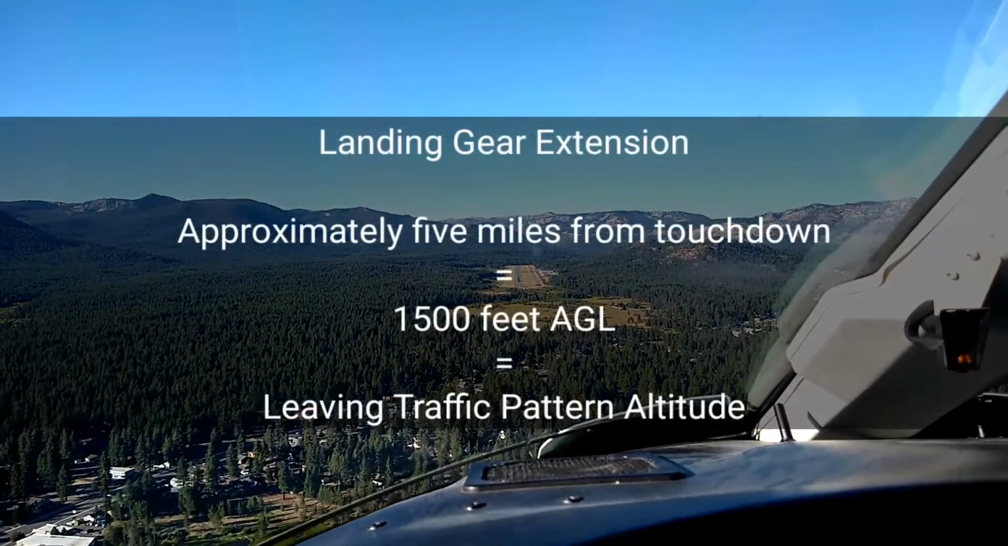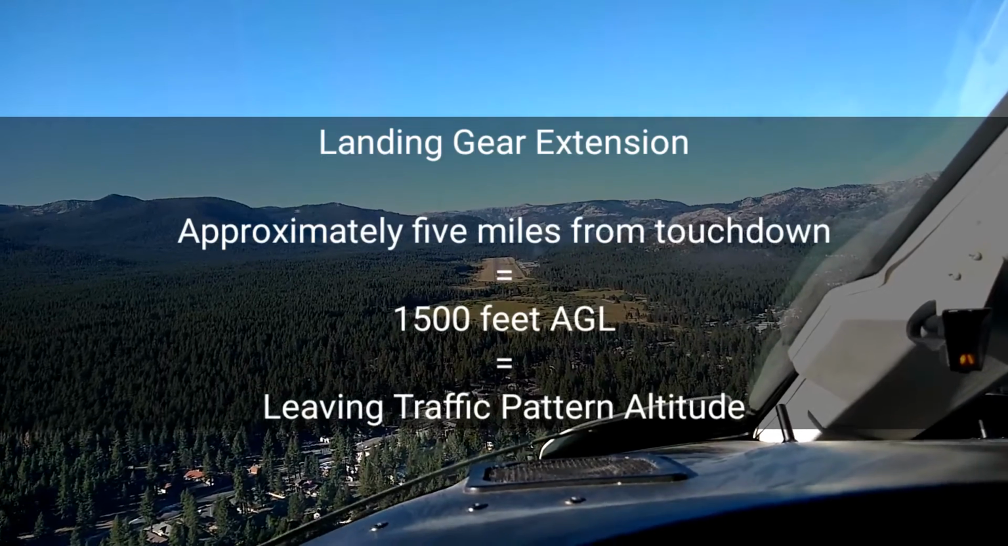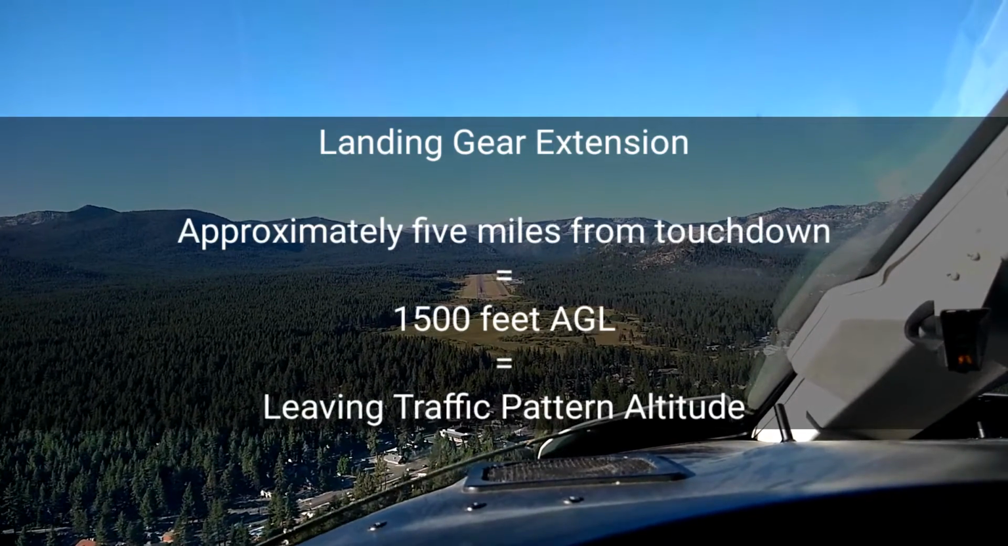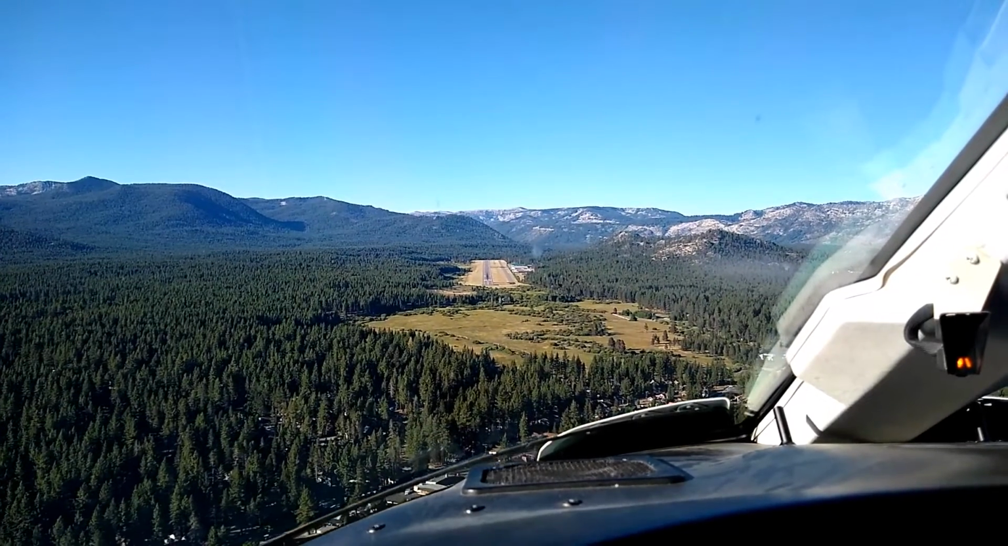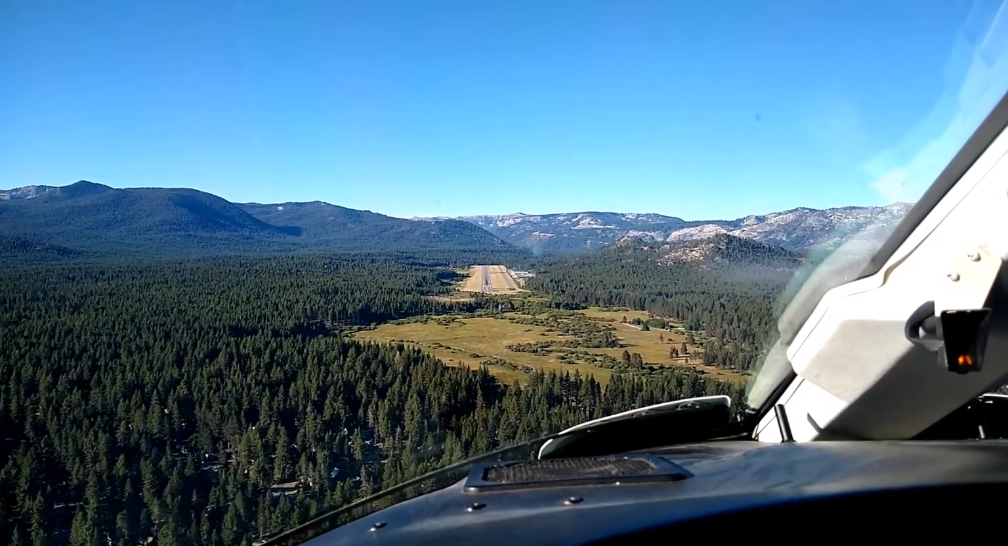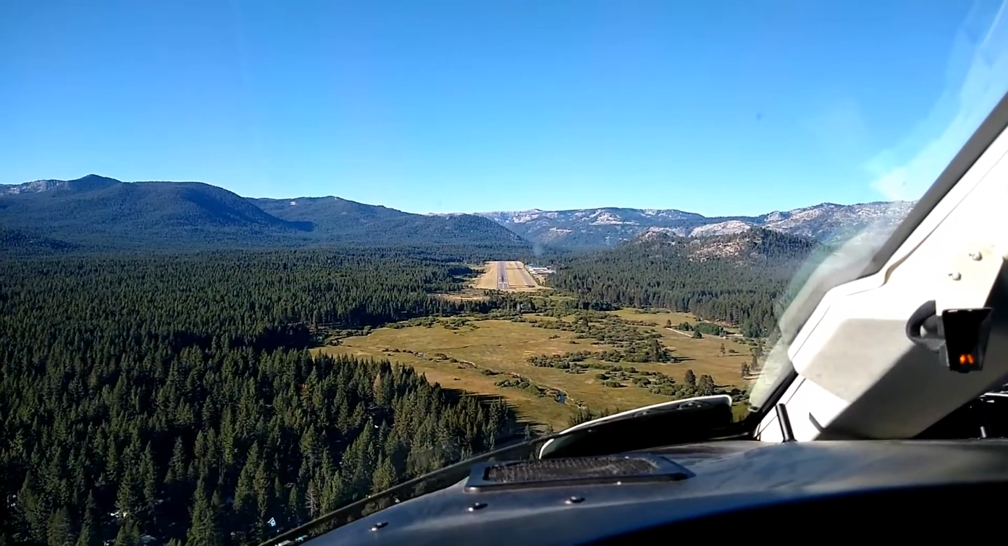Landing gear should be extended at about 5 miles to touchdown. This coincides to about 1,500 feet AGL, as well as leaving the traffic pattern altitude. Landing flaps would be extended shortly after this so that the aircraft is fully configured and on speed by 1,000 feet AGL.